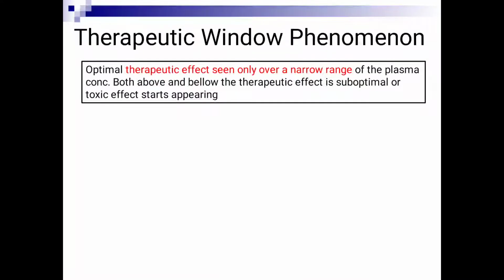Okay, now what is the therapeutic window phenomenon? It is that the optimal therapeutic effect is seen only over a narrow range of plasma concentration. Both above and below that range, there is a suboptimal or toxic effect. It is called the therapeutic window. It means the drug's effect comes only within one window, a narrow range of plasma concentration. If the plasma concentration is below that range, the effect will not come, and if it is above, a toxic effect will come. Below it there is a suboptimal effect, and if it is high, toxicity appears.